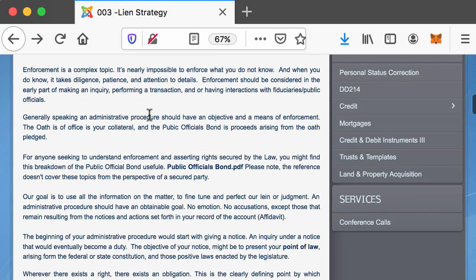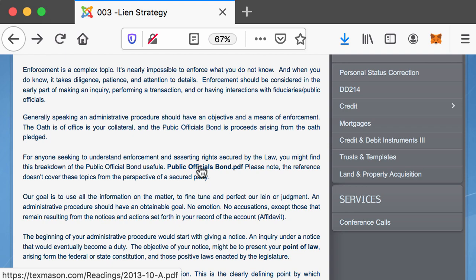Also keep in mind that the authors of this document are not writing from the perspective of a secured party creditor enforcing his private rights by accepting an oath of office and compelling a fiduciary to perform. The way that we're setting this up is we're perfecting the security interest by taking possession of collateral. That's creating the private contract, and we're accepting the oath as collateral.